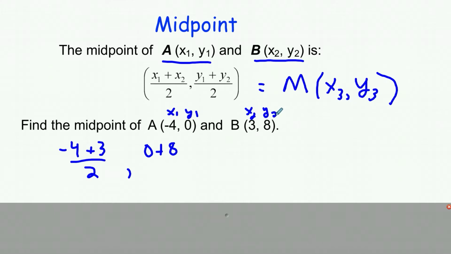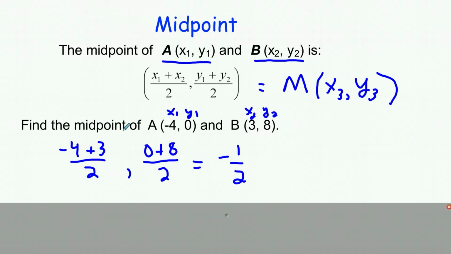Remember, coordinates for points are always listed as an x value, then a comma, then a y value. So the midpoint for the y values is going to be both of the y values added together divided by 2. So let's do this math over here. -4 plus 3 is going to be -1 over 2. All right, and we can just leave it like that. You can write 0.5 if you'd like, but this is as simplified as it gets.